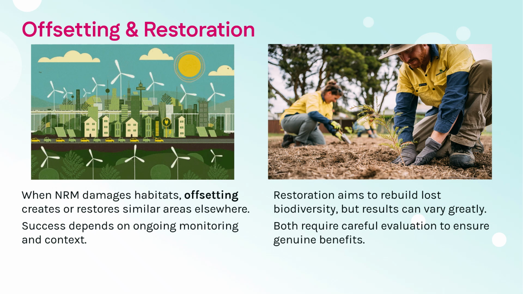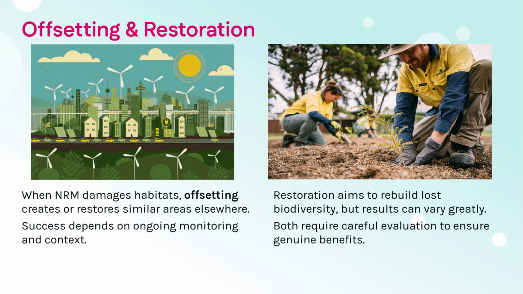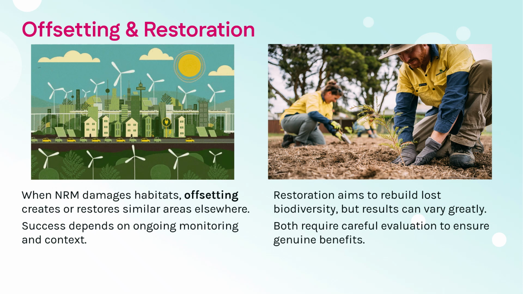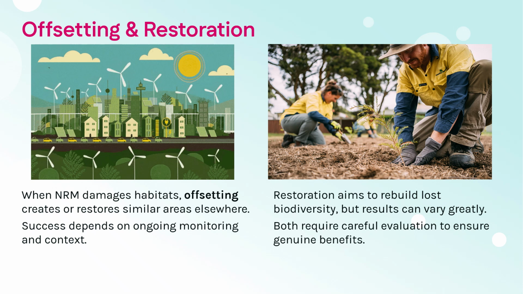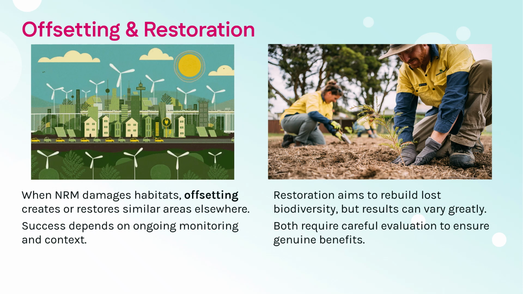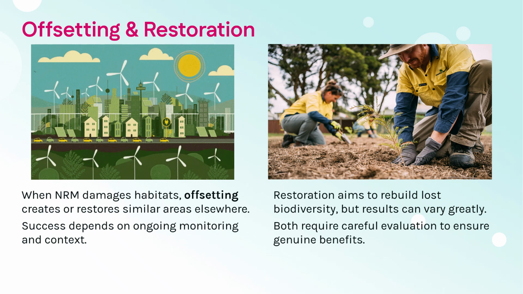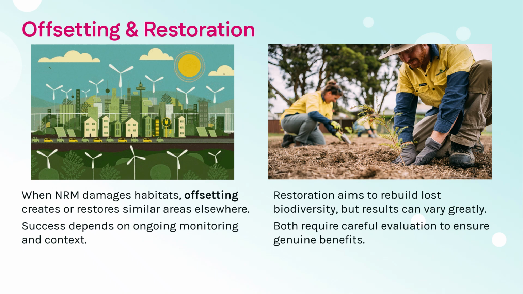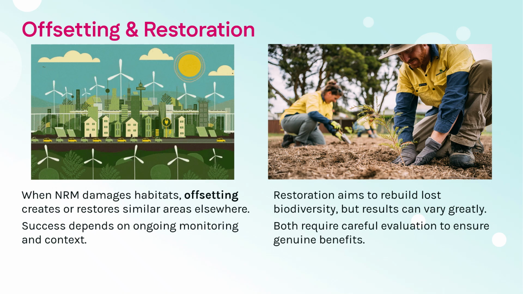Offsetting and restoration assessment. When NRM actions damage habitats, restoration or offsetting, such as creating or restoring similar habitats elsewhere, aims to reduce ecological imbalance. The success of these strategies varies and requires careful monitoring. Used together, these methods combine quantitative data and stakeholder insights to give a fuller picture of NRM impacts, supporting adaptive management, stronger policy, and lasting ecosystem health.